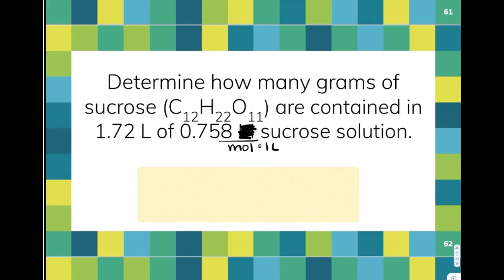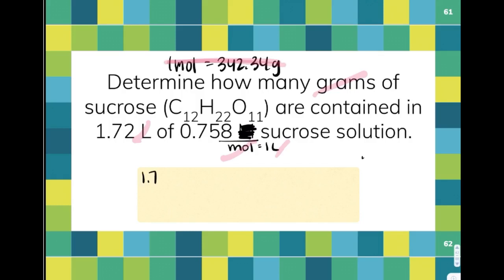And so if I have a conversion from liters to moles, and I want moles to grams, I need the molar mass. So here's my molar mass. 1 mole is equal to 342.34 grams of sucrose, and so now I can plug this in.